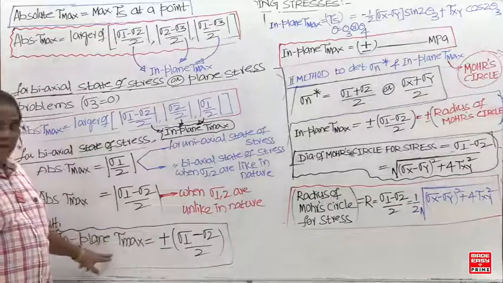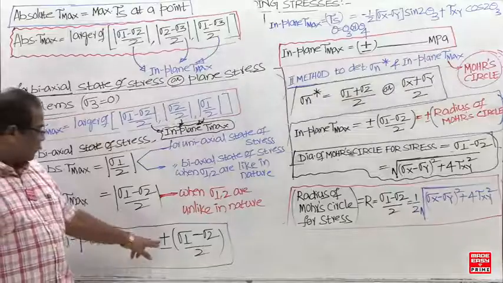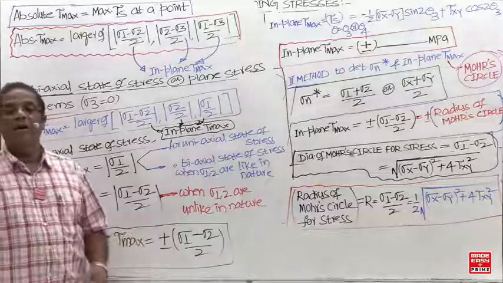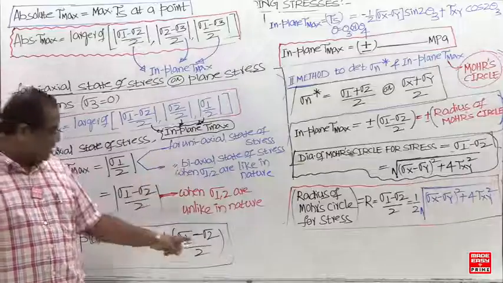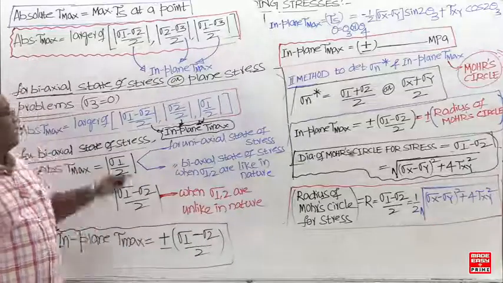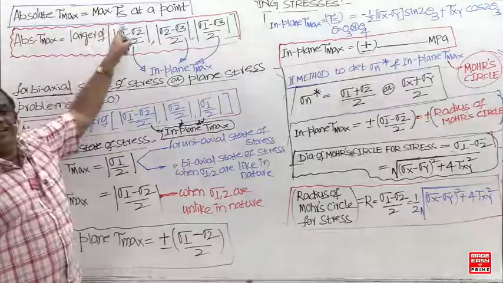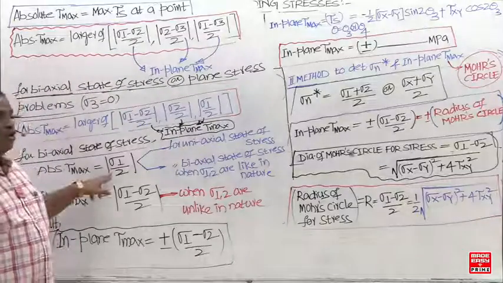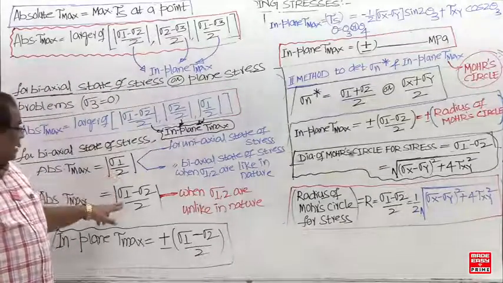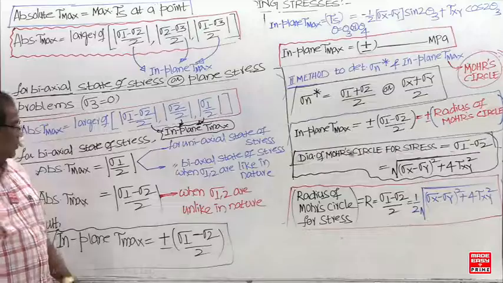So whenever it asks for the in-plane tau max, or clearly asks for the maximum shear stress on the tau max plane, then you have to go for this. But whenever it says at a point, then you have to go for the absolute tau max. So absolute tau max is equal to either sigma 1 by 2 or sigma 1 minus sigma 2 by 2.